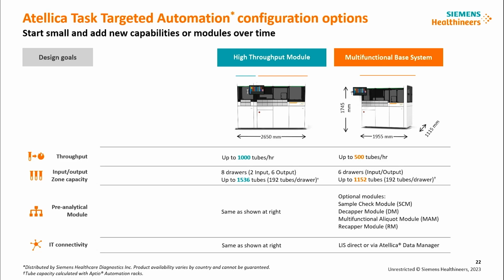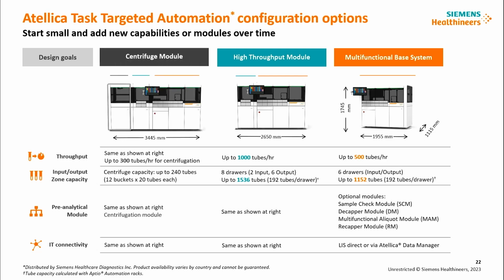And the capacity is 1536 tubes. Also, if the lab needs to automate the centrifugation, we can add a centrifuge on the left side of the ATM, with a throughput of 300 tubes per hour and a capacity of 240 tubes. So as we said, it's scalable, and we can add over time based on the activity of the lab and maybe based on the workflow if needed.